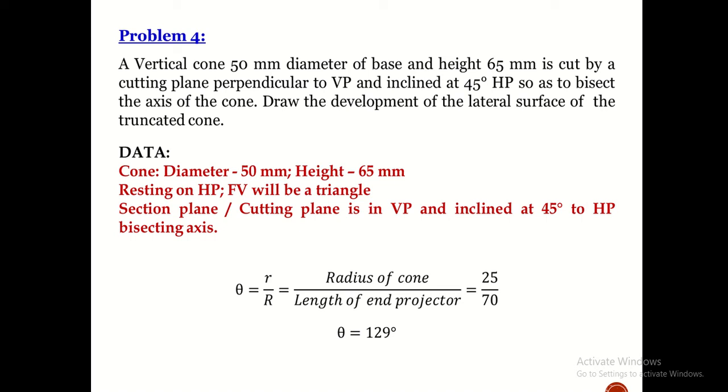Here you need to find out theta for drawing an arc. To draw an arc of radius equal to the slant edge length, you first need to measure the angle theta. Theta is measured using the formula theta equals small r by capital R, where small r is the radius of the cone base and capital R is the length of the end projectors that we are going to measure once we draw the orthographic view. So now first let us see how to draw the orthographic views and then how to get the development of the given problem.